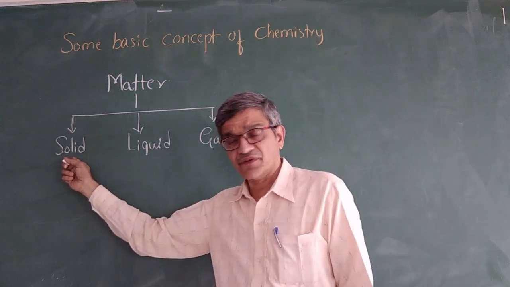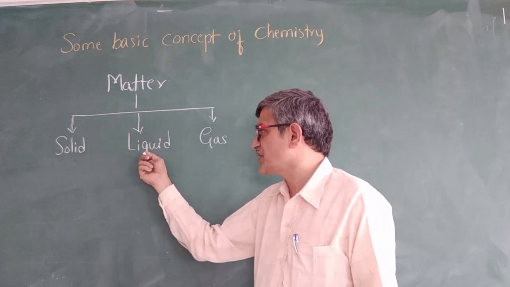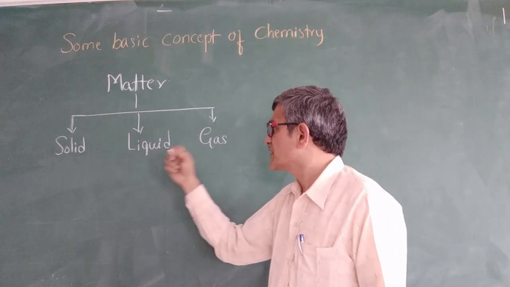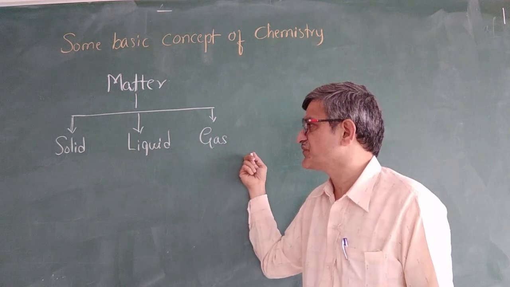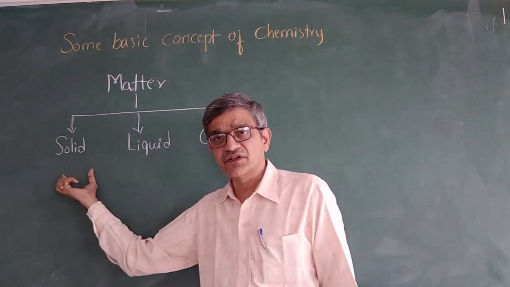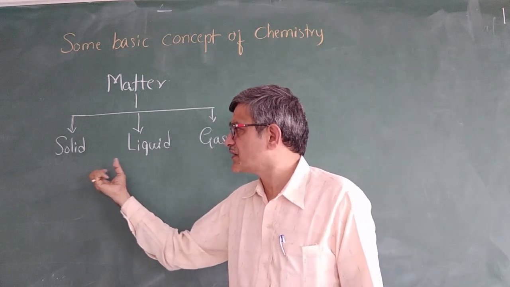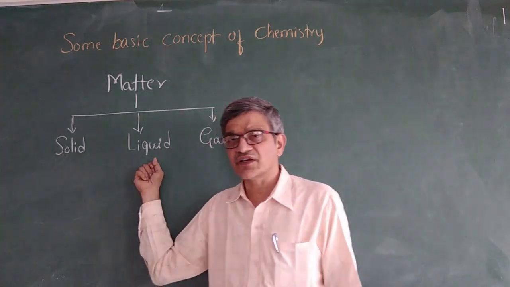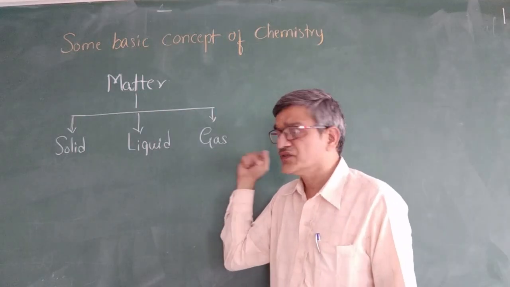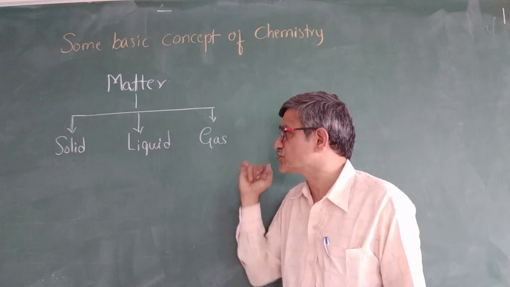Solid has a definite mass and a shape, whereas liquid has a mass but takes the shape of the container, and gas has mass but does not have a definite shape. In solids, molecules are very closely compact in nature. In liquids they are farther away, and in gas they are a few more away from each other. Molecules are not close.